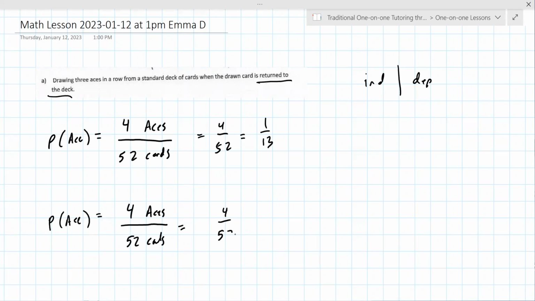Okay, so notice that the probability does not change. So these are independent because the probability does not change between the events. You can think of this as event number 1 and event number 2, and event number 3 is exactly the same.